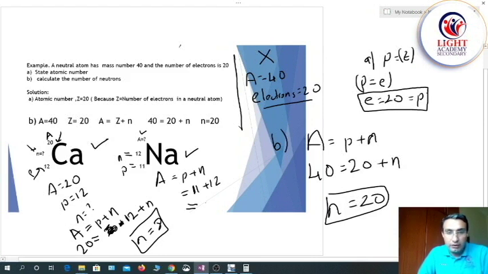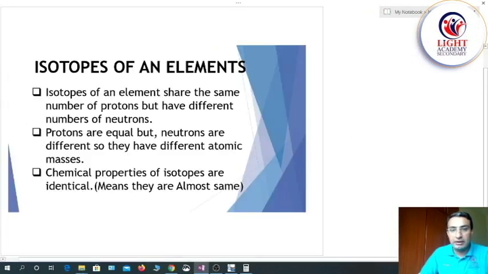The value of atomic mass of sodium is 23. Okay, these are the examples. You can find more examples. Now here we are going to define isotopes.